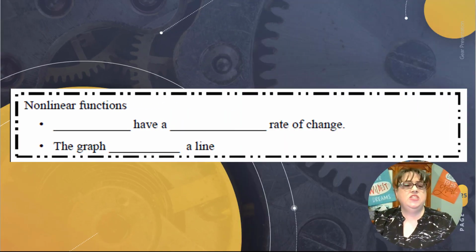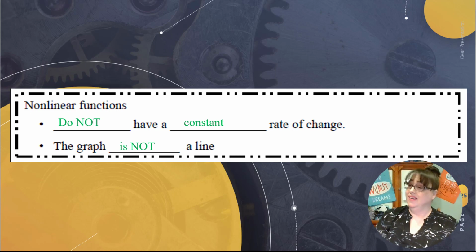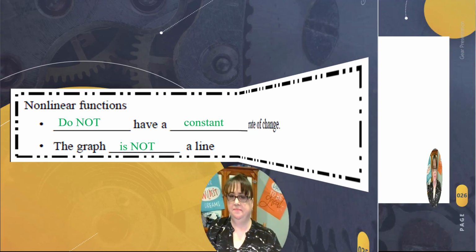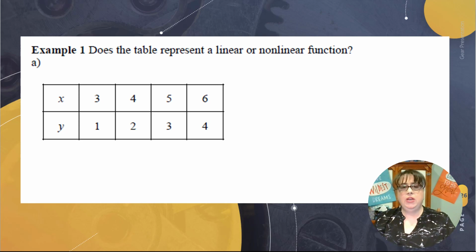Let's get some definitions out of the way. Nonlinear functions do not have a constant rate of change, and their graph is not a line. When I say linear, you think of lines. Nonlinear means not lines. So we're going to be looking at some different examples, and does the table represent a linear or nonlinear function? Basically what we're looking at is, do we have a slope? Can I make a slope out of these equations?